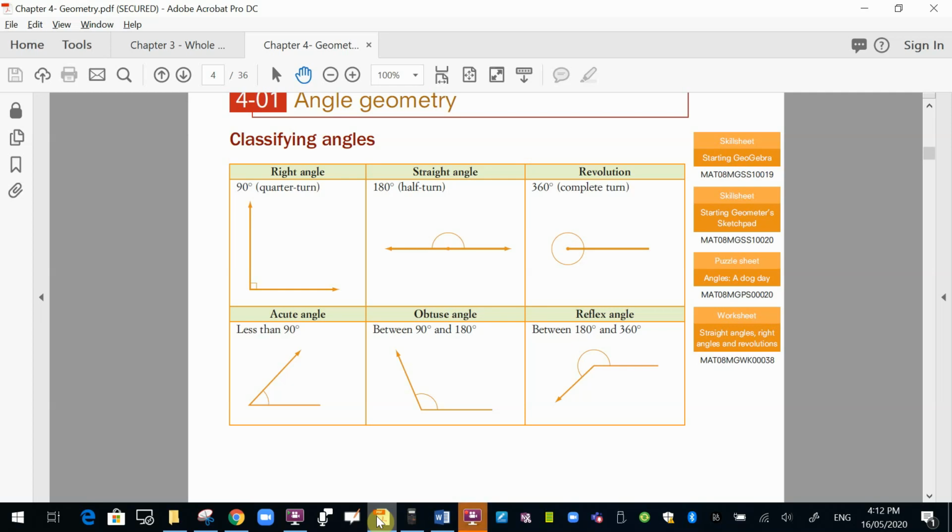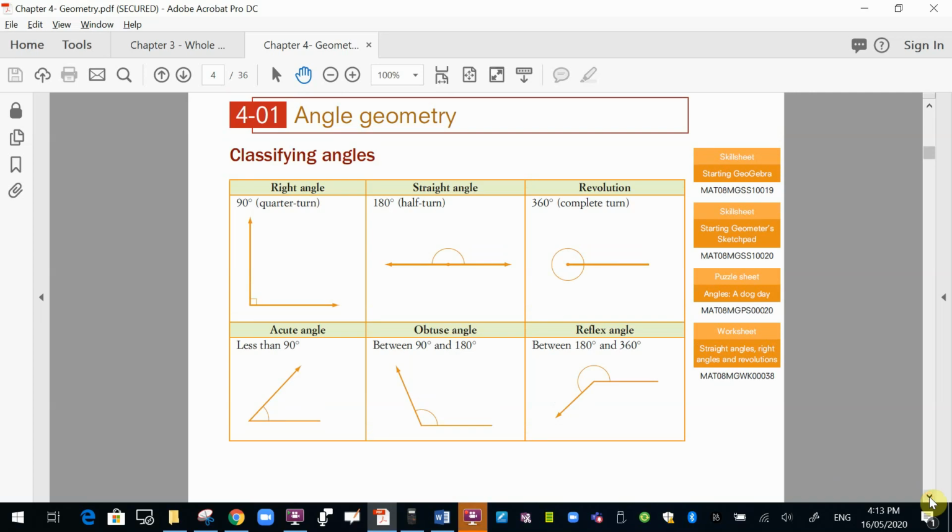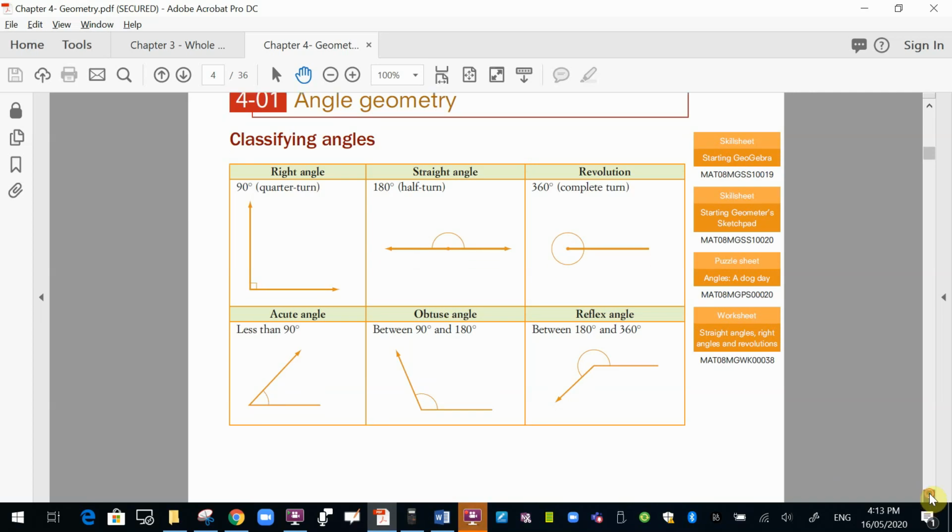Welcome everyone to chapter 4 and the start of angle geometry. And 4-01 looks at stuff that we did in year 7, so we don't need to spend a lot of time explaining. Let's have a quick look.